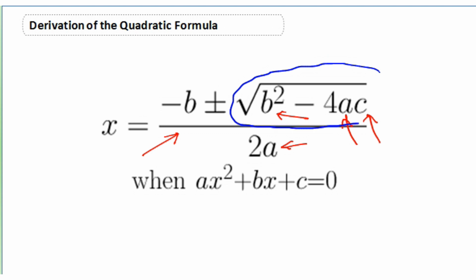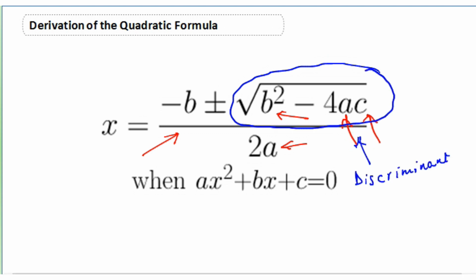Now just one last thing that I wanted to tell you, that this portion over here, b square minus 4ac, is called the discriminant. I'll talk more about the discriminant in my next video, and we'll also find out where it is not possible to find the value, and we'll learn more about that in the next video.